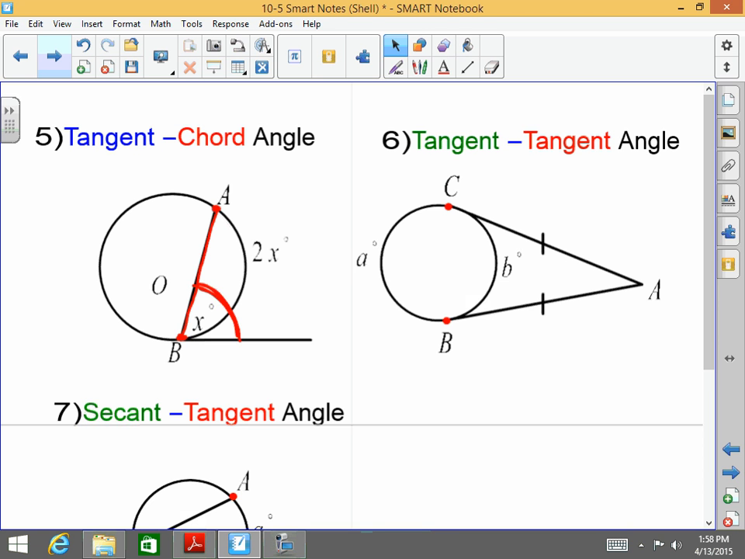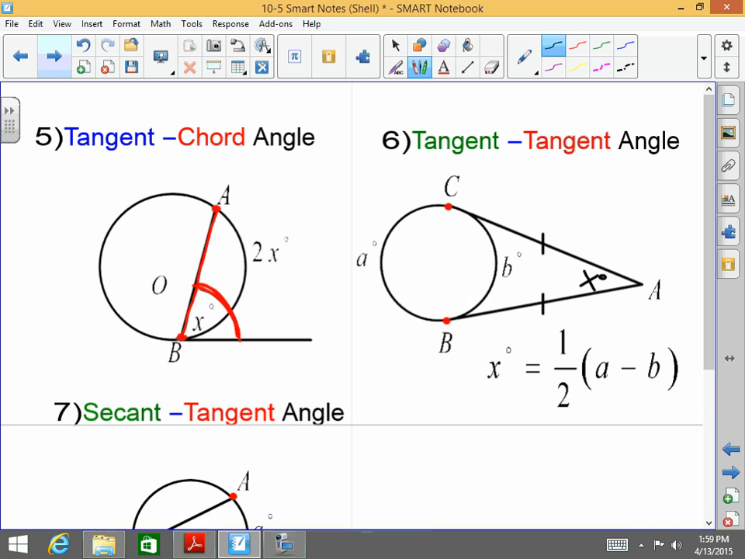Tangent. Okay, for tangent, it's like an exterior, right? It's kind of like a secant. So it's going to have the same exact formula. When you have 2 tangents here, okay, arc A minus arc B divided by 2, that's going to be the value of your angle X. And X is right in here, and I don't know why I didn't mark it, and I apologize. That's my angle X. Okay? So please be cognizant of that.